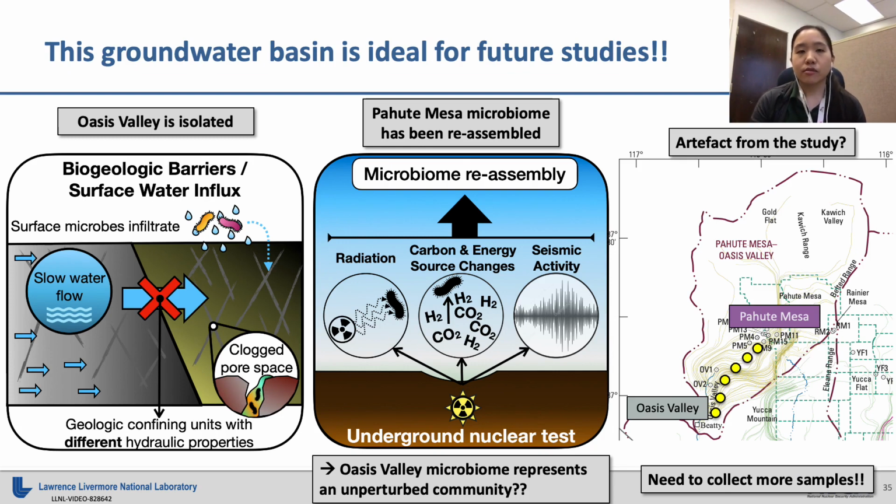And so this groundwater basin is actually super ideal for future studies. And we could have artifacts from our study. And so we need to actually collect more samples along this flow path to further understand these 2 hypotheses and understand the microbiome of this groundwater basin from Paiute Mesa to Oasis Valley.